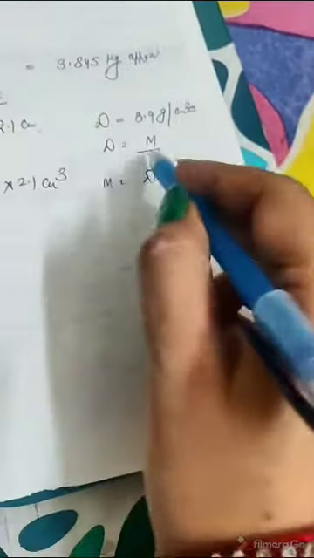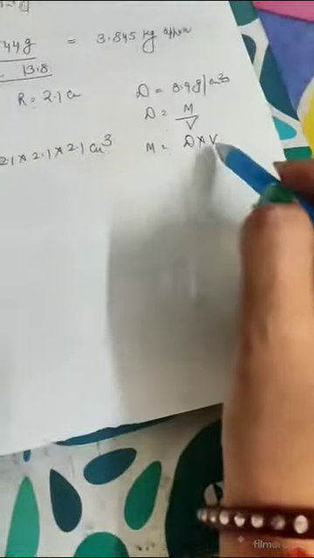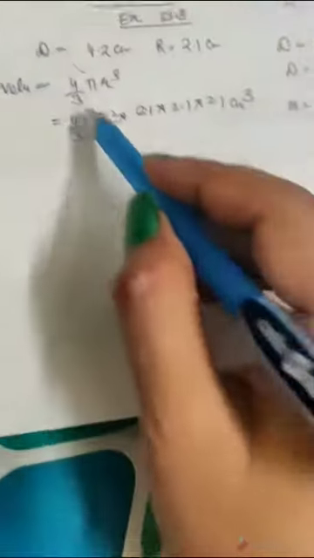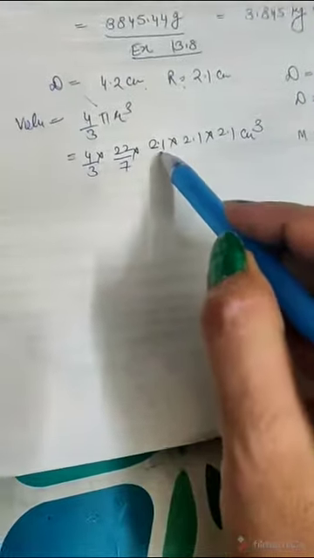Your mass is going to be density into volume. So firstly we need to calculate the volume. Volume is equal to 4/3 pi r cube. 4/3 pi r cube, 2.1, 2.1, 2.1. Remove the decimals, divide by 10, divide by 10, divide by 10.